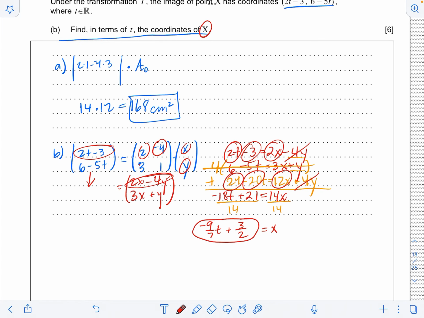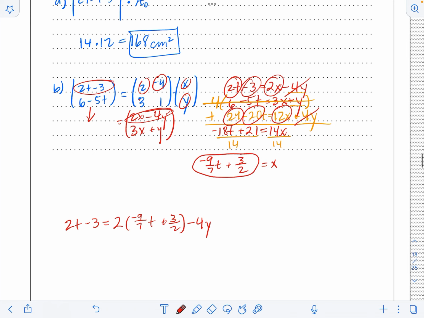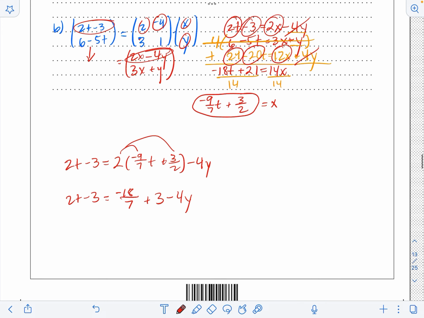So I take that value and find one of these original equations that are pretty messy right now, but I'll just take the top one and put that in the place of x. So that top equation was 2t minus 3 equals 2x minus 4y. In place of x, I'm going to do negative 9/7 t plus 3/2, minus 4y. And my goal here is to isolate y. I can distribute, and I get 2t minus 3 equals negative 18 over 7t plus 3 minus 4y. Oh, I left out a t there.